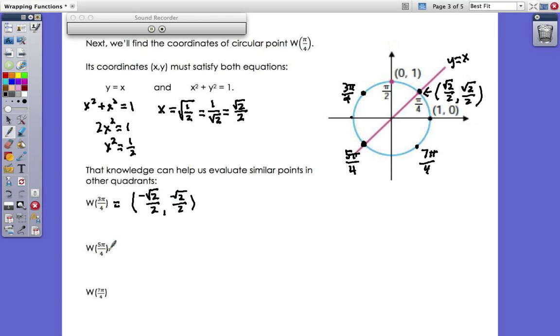And 5 pi over 4, both the x and the y are negative because it's in quadrant 3. And for the last one, 7 pi over 4, only the y is negative. That's a weird equal sign because it's in quadrant 4.